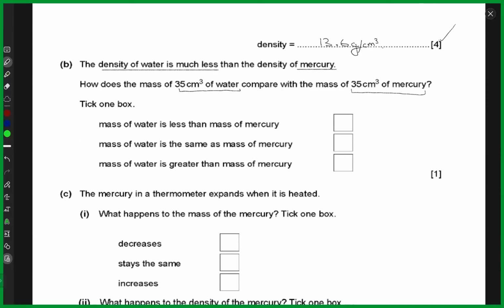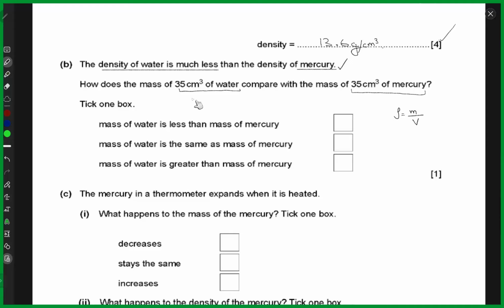So the key point in this is this sentence, right? Density of water is much less than the density of mercury. And what does density tell you? Density tells you how much mass is packed in a given volume, right? So in a particular volume, how much of the mass can I pack in that volume? So if density of water is less, for water I can pack less amount of water in a given volume compared to mercury. I can pack a lot of mercury in a small volume. That's what this sentence means, right?